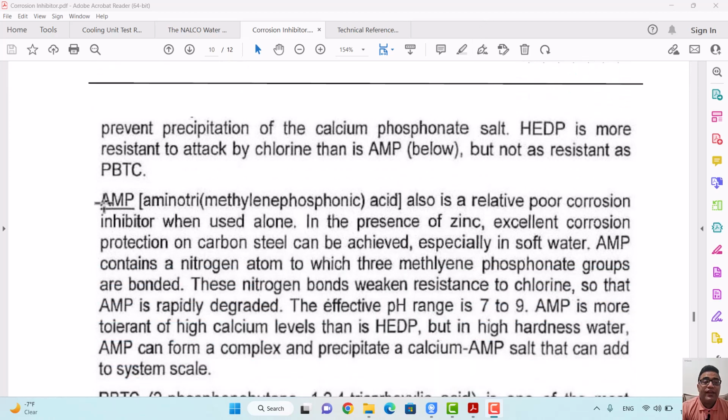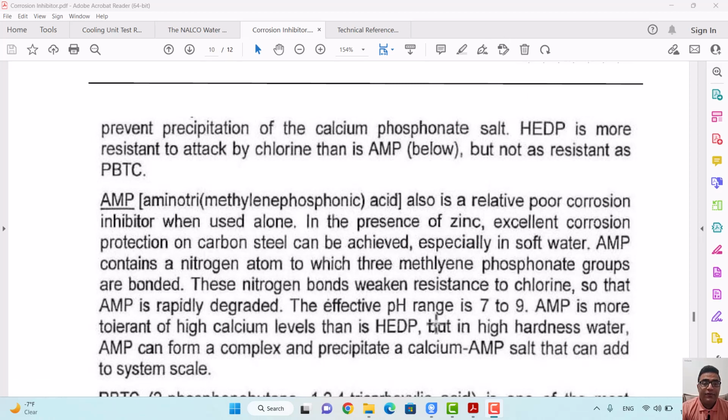Then we have AMP, which is also a relatively poor corrosion inhibitor when used alone. In the presence of zinc, excellent corrosion protection on carbon steel can be achieved, especially in soft water. AMP contains a nitrogen atom to which three methylene phosphonate groups are bonded. These nitrogen bonds weaken resistance to chlorine, so the AMP is rapidly degraded.